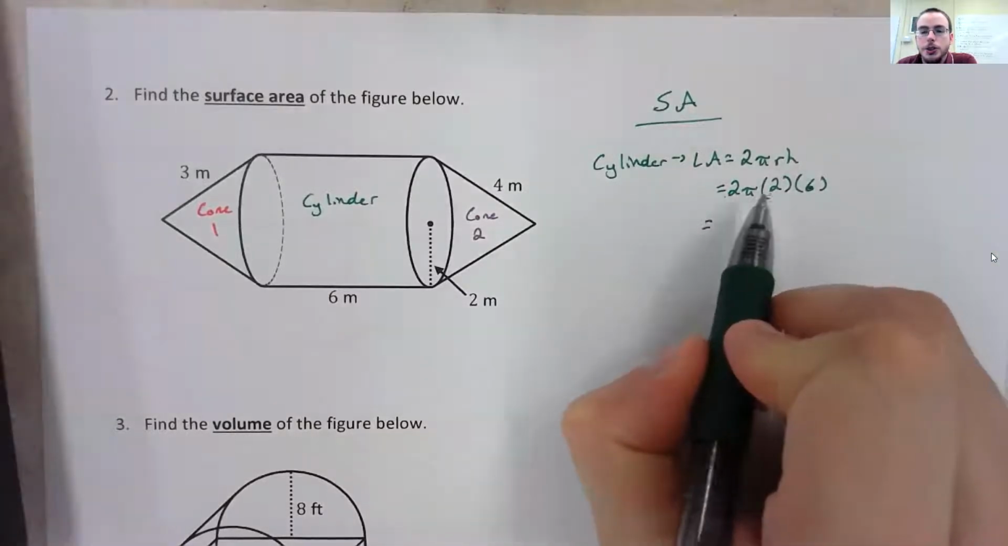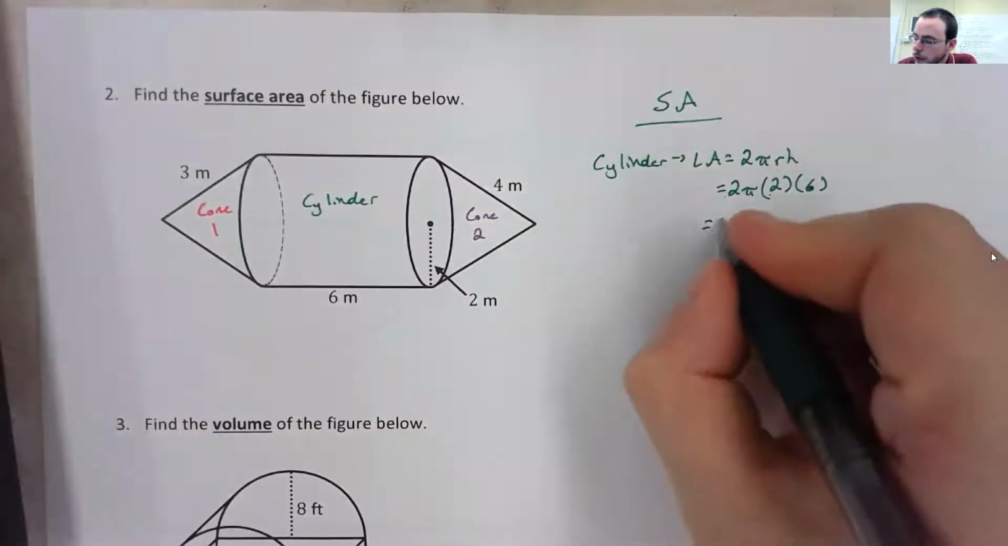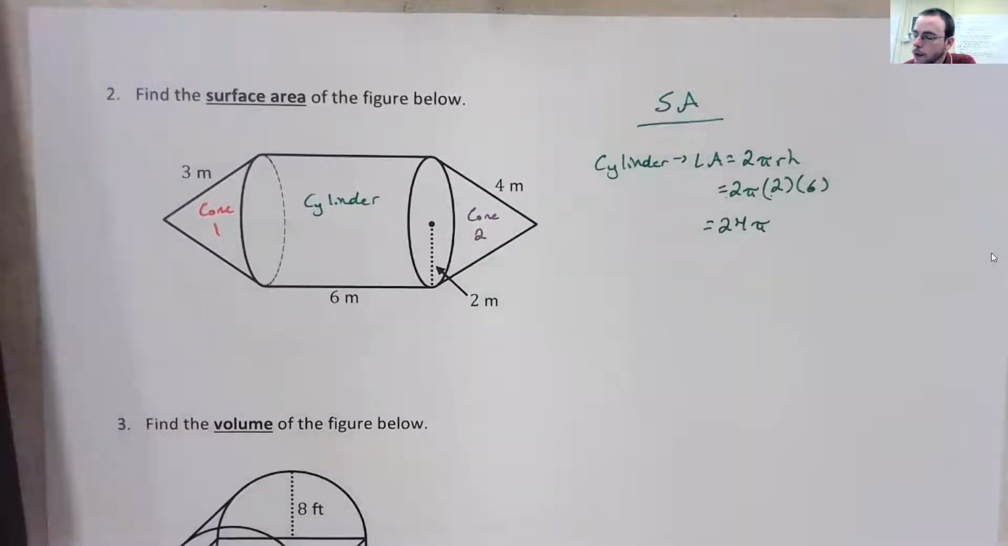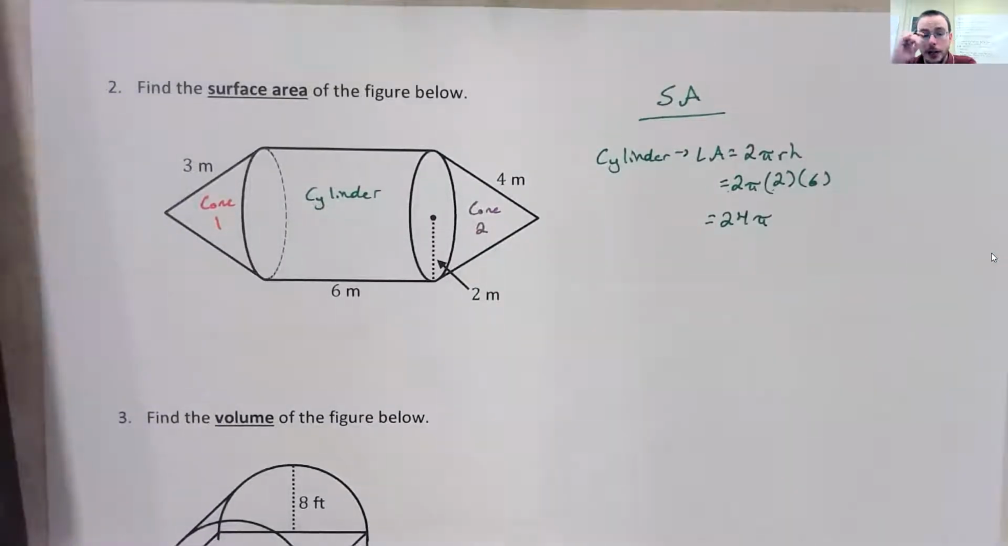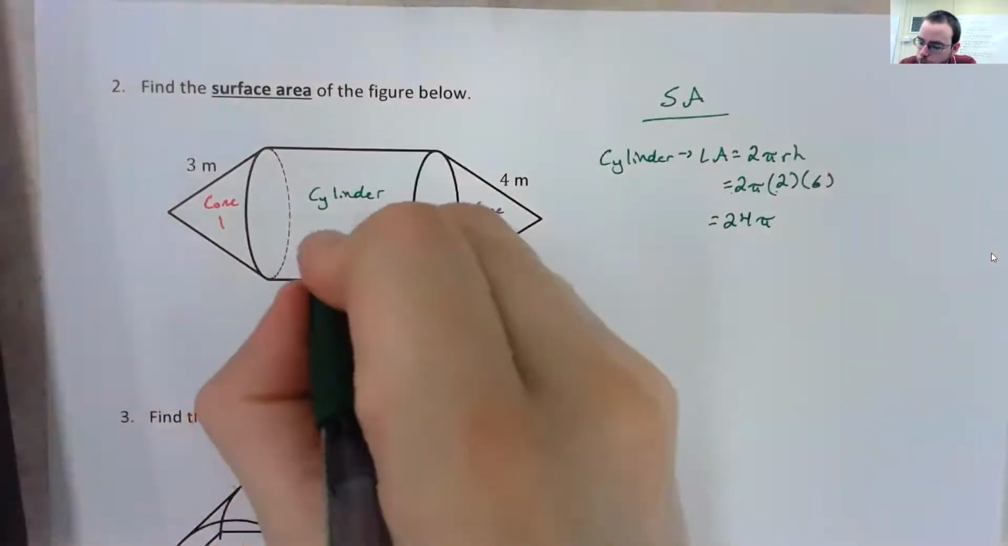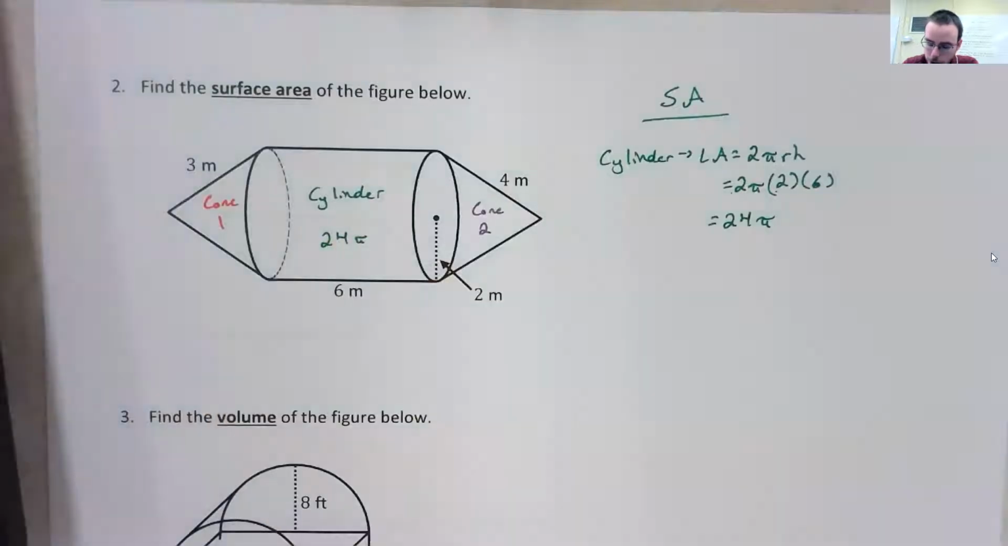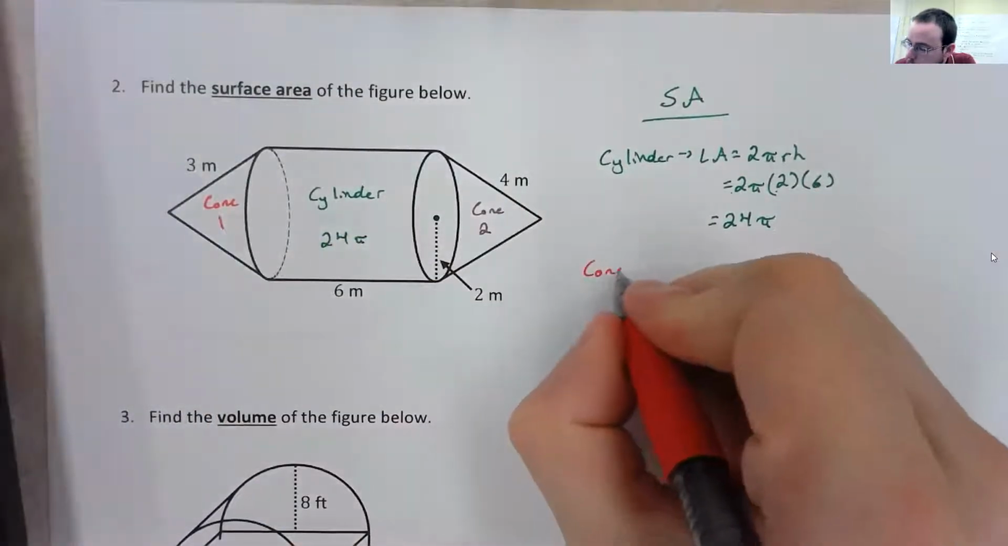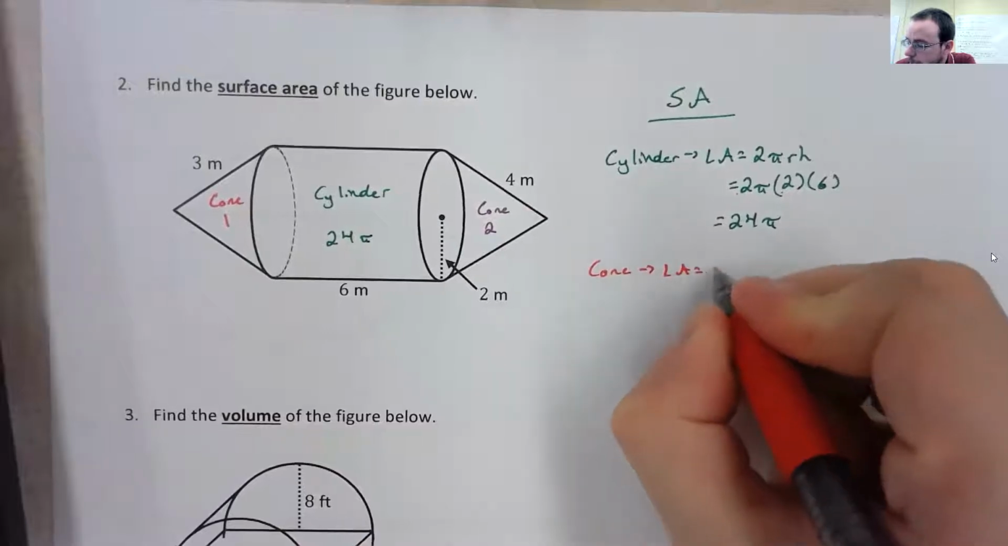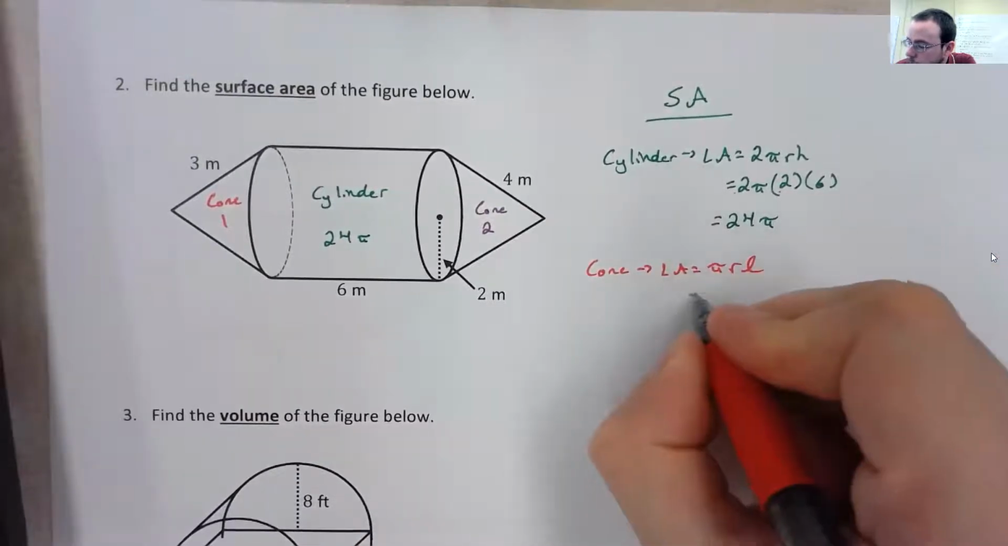2 times 2 is 4. 4 times 6 is 24. So you get 24 pi for your lateral area for the cylinder. All right, now we're going to do the first cone. For a cone, the lateral area is defined as pi r l.